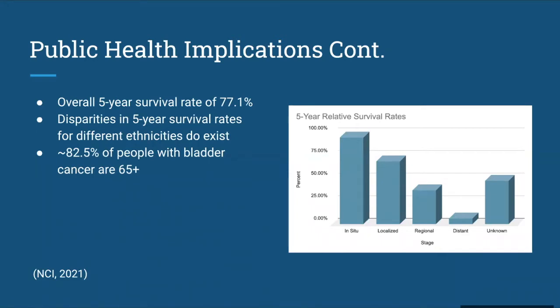I created this graphic with that information just to help you see how that breaks down visually. There's also some disparity in 5-year survival rates with different races, with 5-year survival rates for individuals with Native American, Asian or Pacific Islander, Black and Hispanic ethnicity sitting lower than the average at 63.7%, 74.9%, 64.6%, and 72.7% respectively, whereas people of white ethnicities sat above the average at 78%. As of 2018, approximately 82.5% of people living with bladder cancer were above the age of 65.